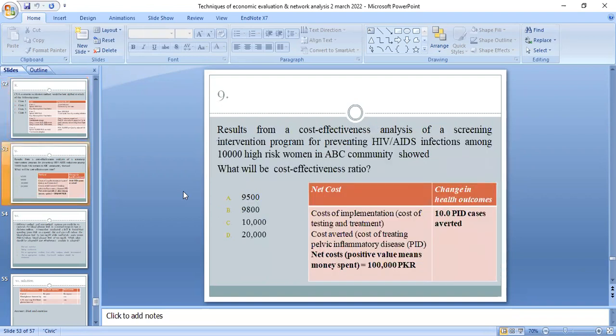Results from a cost-effectiveness analysis of a screening intervention program for preventing HIV/AIDS infections among 10,000 high-risk women in ABC community showed what will be the cost-effectiveness ratio. The net cost of implementation, cost of testing and treatment, cost averted, cost of treating pelvic inflammatory disease, net cost including positive values minus money spent, is 100,000 Pakistani rupees, and the outcome is 10 pelvic inflammatory disease cases averted. What will be the cost-effectiveness ratio?